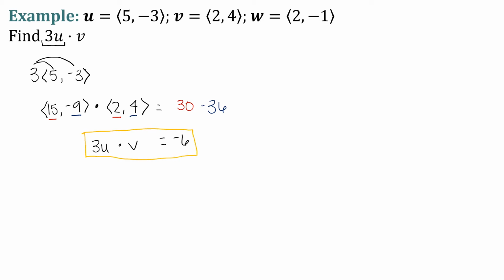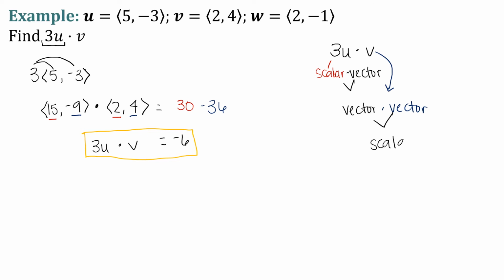Here, we multiplied a scalar times a vector. Let's break it down so we can determine what kind of answer we're supposed to get. So we had a scalar times a vector, which is going to produce a vector. And then we had a vector dot vector. And since that was the actual dot product, that's going to produce a scalar value.